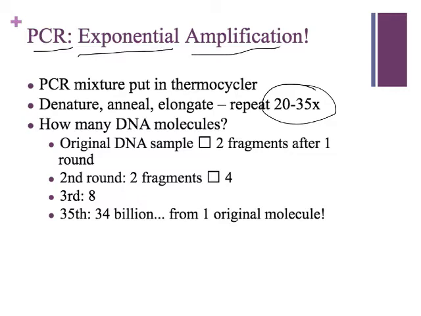DNA very, very quickly. So after 1 minute, after 1 cycle, if you start with 1 piece of DNA, after 1 cycle you'll have 2. And then after the second round, those 2 will become 4. And then those 4 will become 8, and by the time you get to the 35th round, you're going to have 34 billion molecules. So if each round takes about a minute, you only need about 35 minutes to go from 1 piece of DNA to 34 billion, which is quite a lot.